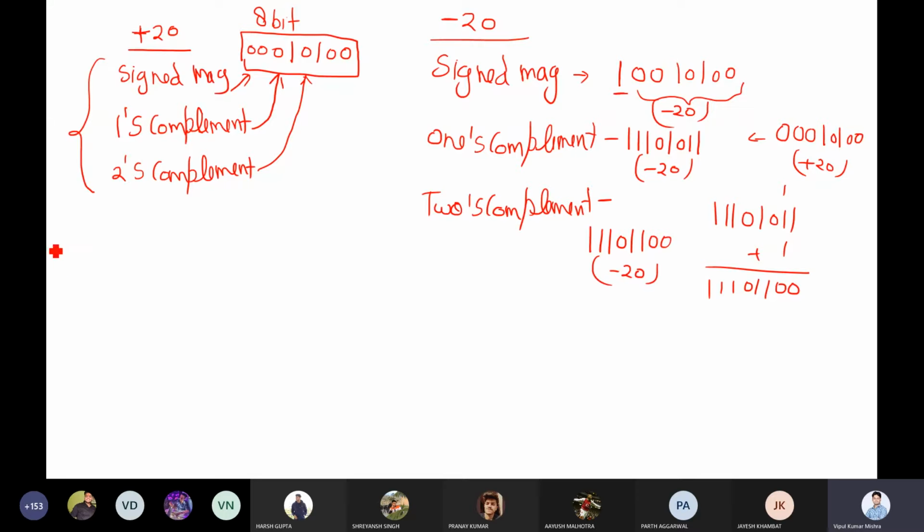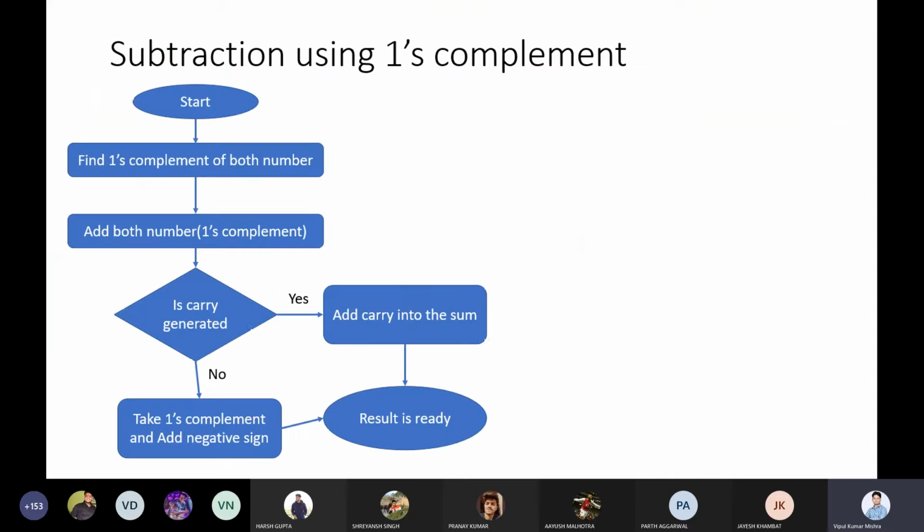Once you do addition, suppose you are trying to do 10 plus 15. Both are positive, plus 10 plus 5. So in case of addition, all are the same way. Whether you use sign magnitude, 1's complement or 2's complement, all do it in the same way. Addition remains the same. Now the story starts from the subtraction.